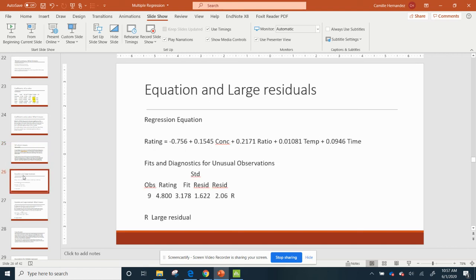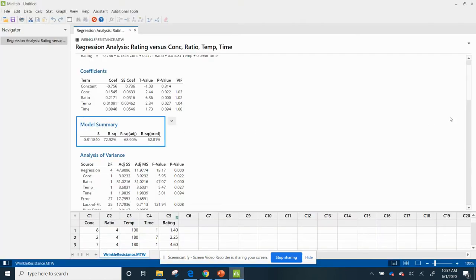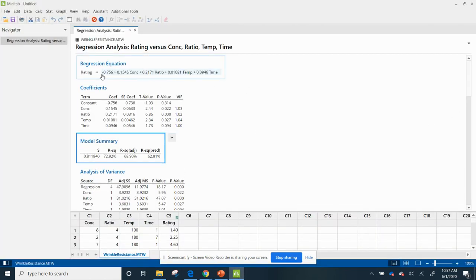Okay? You also were given the regression equation. So if I go back up here, it gives me the regression equation. It gives me that y-intercept, and then it gives me concentration, ratio, temperature, and time. So basically, I could put a value in for concentration, ratio, temperature, and time, and it would give me the rating because I can predict what the rating's going to be.